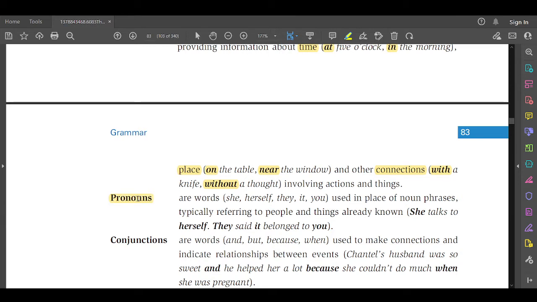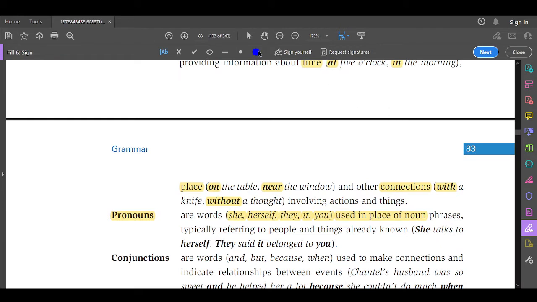Pronoun. Everyone knows a pronoun. It's like he, she, herself, they, it, you. Used in place of nouns. This is what's so important. You have to know that these pronouns are used in the place of nouns. So a pronoun is used in the place of a noun that it is referring to, people or of course things.